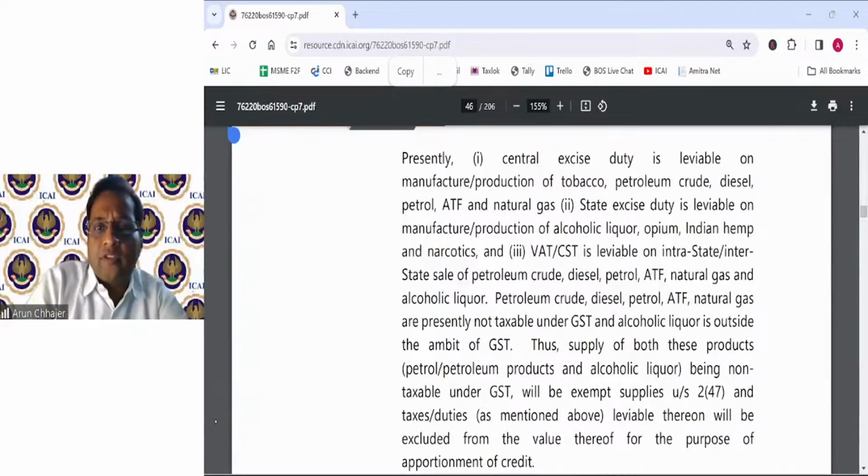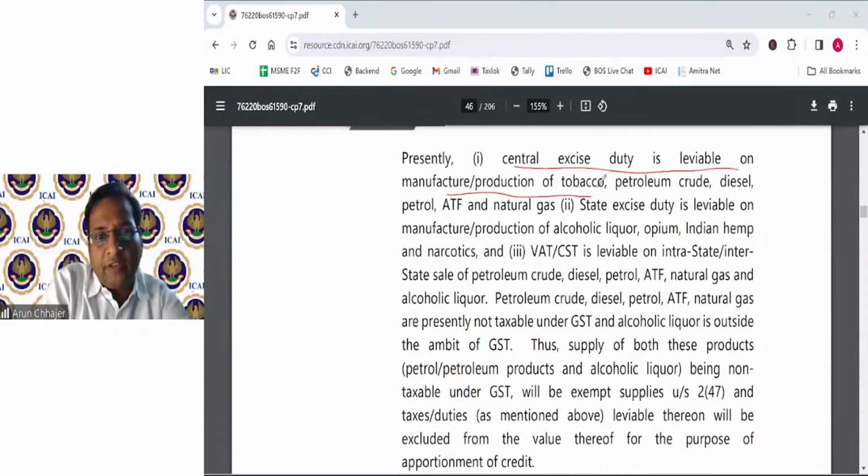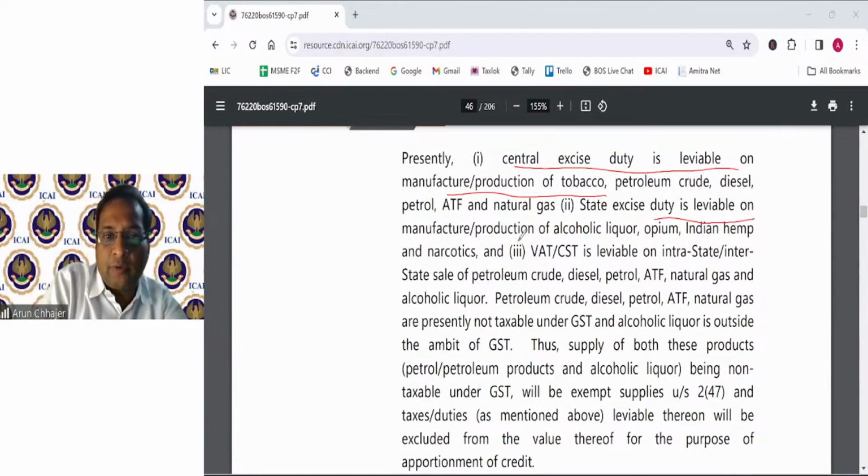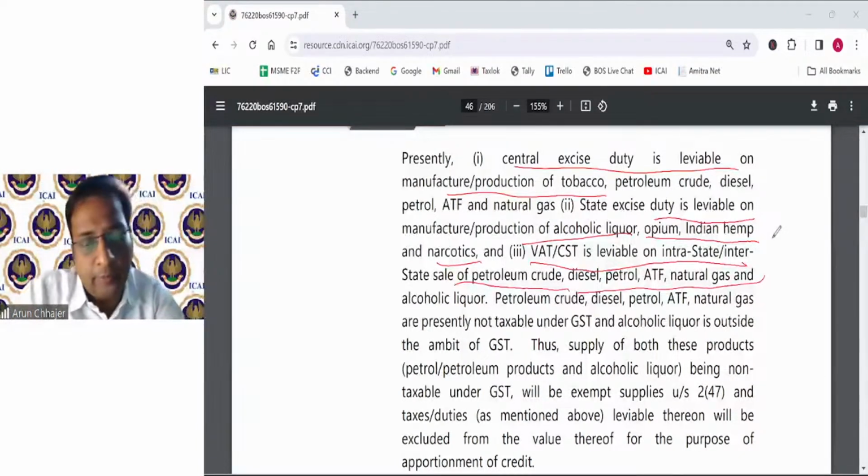Let's read a little bit so you have clarity. Presently the central excise duty is leviable on the manufacture or production of tobacco, petroleum crude, diesel, petrol, ATF, natural gas. State excise duty is leviable on the manufacture or production of alcoholic liquor, opium, Indian hemp and narcotics. Then VAT and CST is leviable on intrastate or interstate sale of petroleum crude, diesel and the 5 specified petroleum products. So central excise duty is on tobacco plus 5 petroleum products.